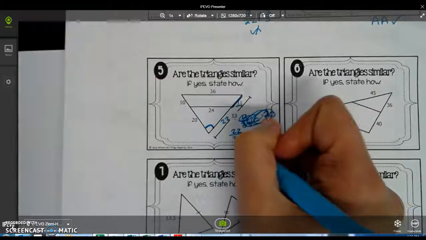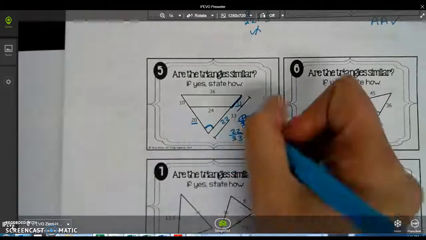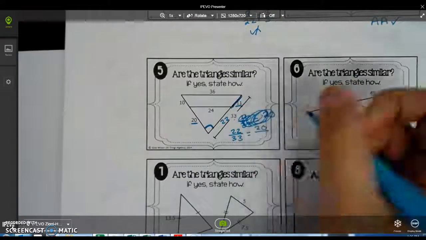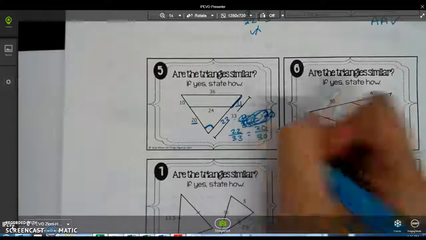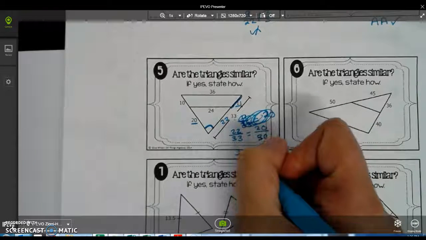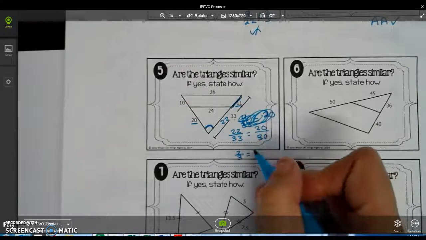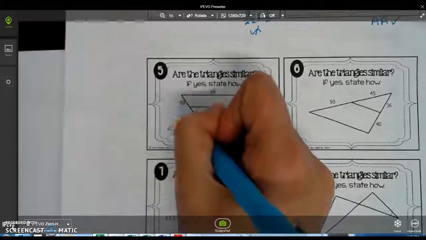22 over 33. Now on this side, the triangle piece is 20. The whole side is 20 plus 10, which is 30. Looks like it's going to work. These are both divisible by 11. I get 2/3. These are both divisible by 10. I get 2/3. Yay! By side, angle, side.